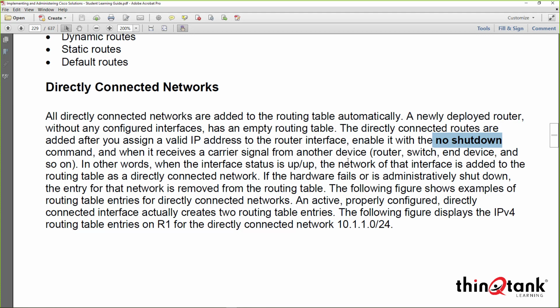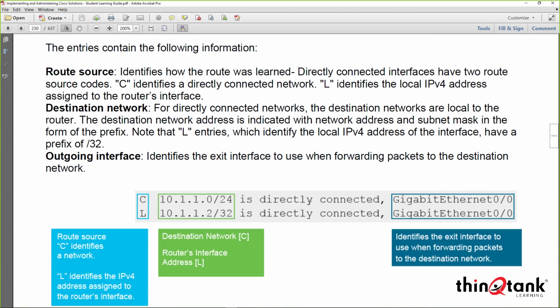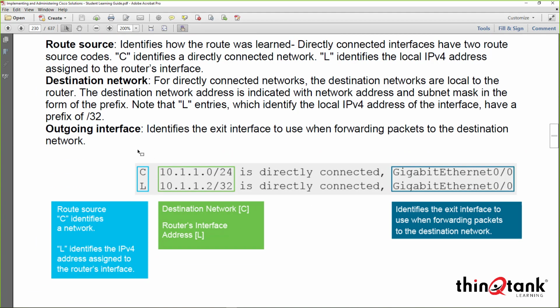Show IP interface brief shows us that. Or show interface shows us that. The interface has to be up, up. All right? If the interface is up, up, and it has a valid IP, it will go into the routing table as a connected route. And that's what we see here in the routing table.